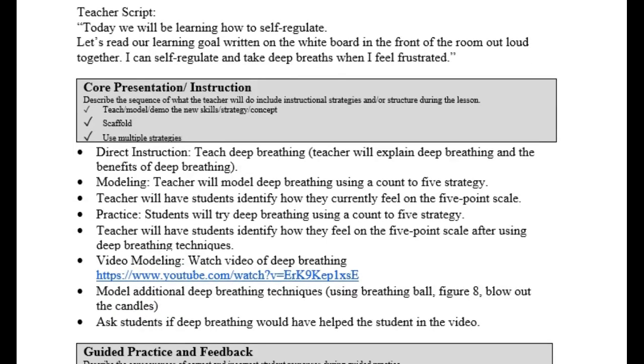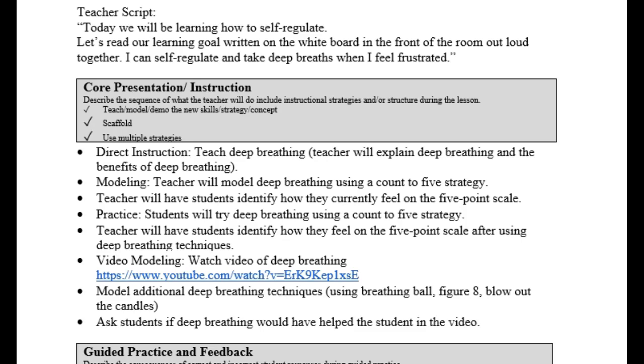Going on, the teacher will then introduce the new learning. Today we'll be learning how to self-regulate. Let's read our learning goal written on the whiteboard in the front of the room out loud together. I can self-regulate and take deep breaths when I feel frustrated. So it's very clear to the students. They've been given that visual support about what they're going to learn.